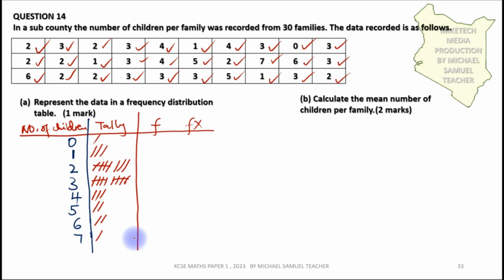Therefore we count them to get the frequency. So that is 1, there are 3, there we have 8, it is 10, it is 3, we have 2, 2, and this is 1. If you add all of them, you count all of them, that is 30.